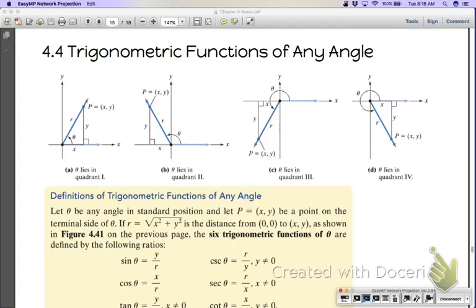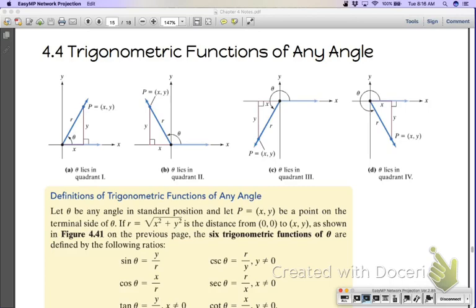With 4.4, trig functions of any angle, we've already talked somewhat about this, because we've already done the unit circle project, so we already have points in all four quadrants. Whenever we have different points in different quadrants, all this says is that we can find the angle of any spot on our coordinate plane, with whatever angle we're given.